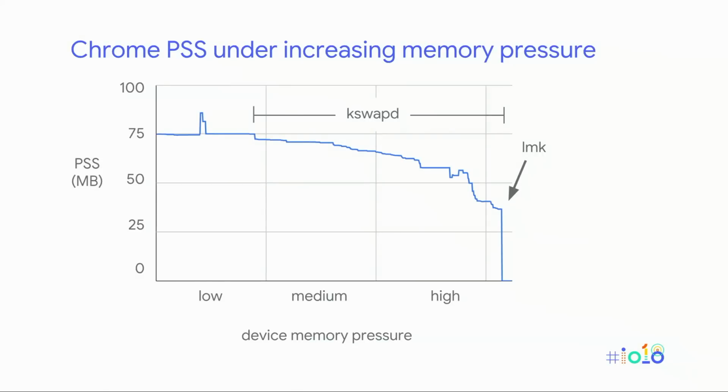And we can see when there's plenty of free memory on the device, so low memory pressure, Chrome's PSS is pretty flat, except for that little spike, which is probably some variation in app use case or the platform.